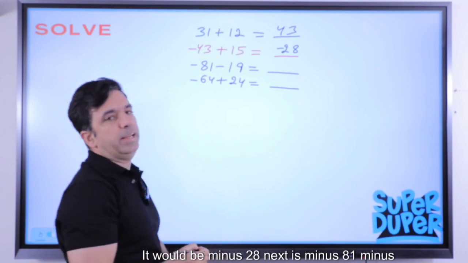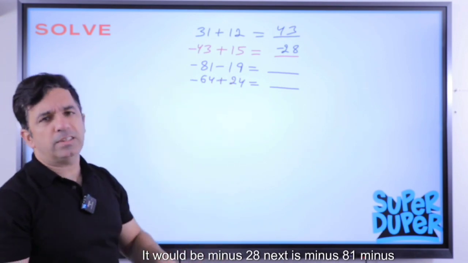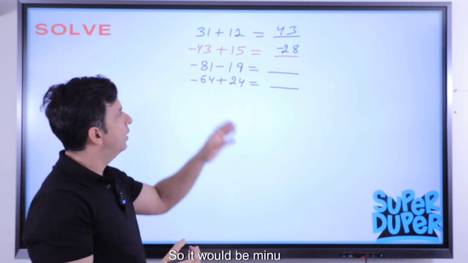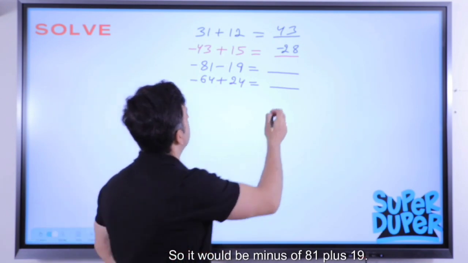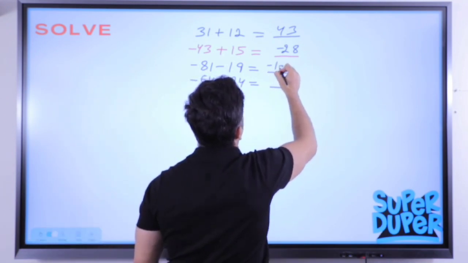It would be minus 28. Next is minus 81 minus 19. We'll simply add both of them. So it would be minus of 81 plus 19, that is minus 100.